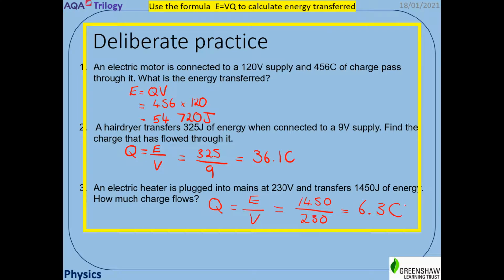Okay, hope you were okay doing those sums. They are relatively simple. It's just another equation that we need to add to the memory and make sure we have practiced.